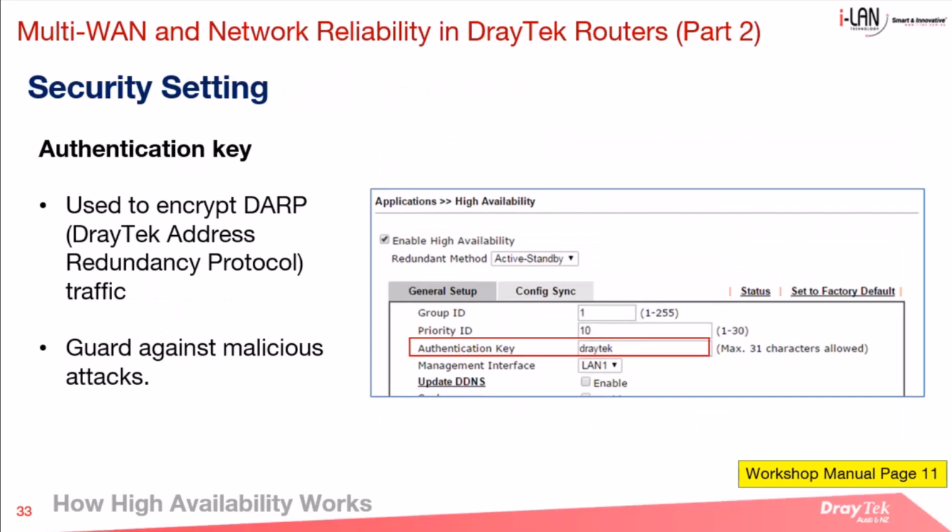The authentication key is used to encrypt DARP traffic. DARP is an abbreviation for DrayTek Address Redundancy Protocol. This is done to guard against malicious attacks. So we need a little bit of security, so the high availability setup will not be hackable from outside.